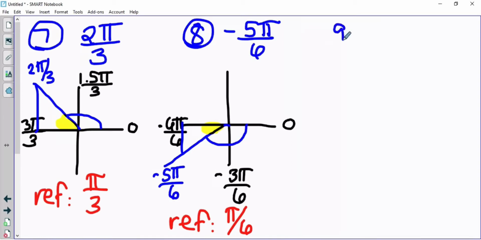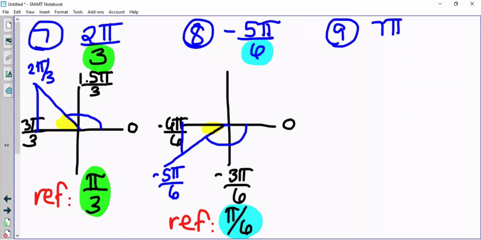All right, we'll try one more of these, number 9. And you might have noticed in the previous two problems that the original problem was over 3 and my reference angle was pi over 3. And my original problem was over 6 and my reference angle was pi over 6. That happens a lot, but not always. So I don't want you to think that that's always what's going to happen. So in number 9, I'll give you an instance when it does not happen. Let's do 7 pi over 12.